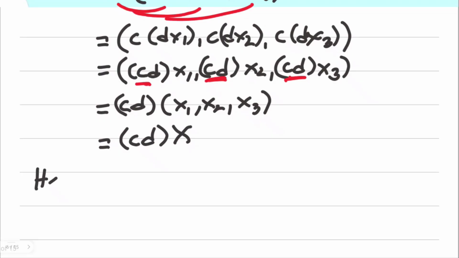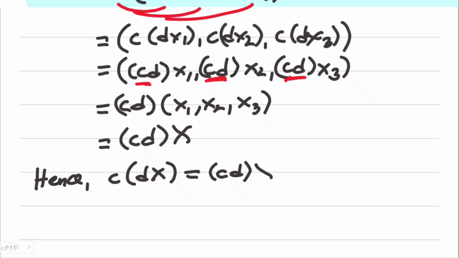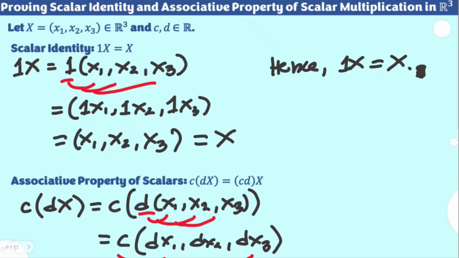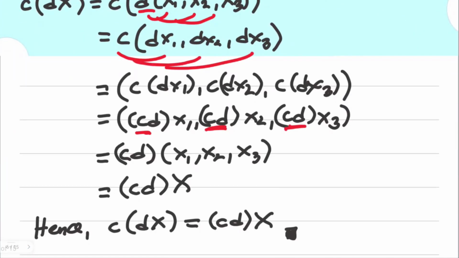Hence, we have shown that c times a multiple of vector x by d is equivalent to regrouping those two scalar quantities times x. This is the associative property of scalars. So we have proven this to be true. So we have here these two remaining properties. The scalar identity is true, and the associative property of scalars is also true. Now, this might not be part of this video, but allow me to finish this one here.